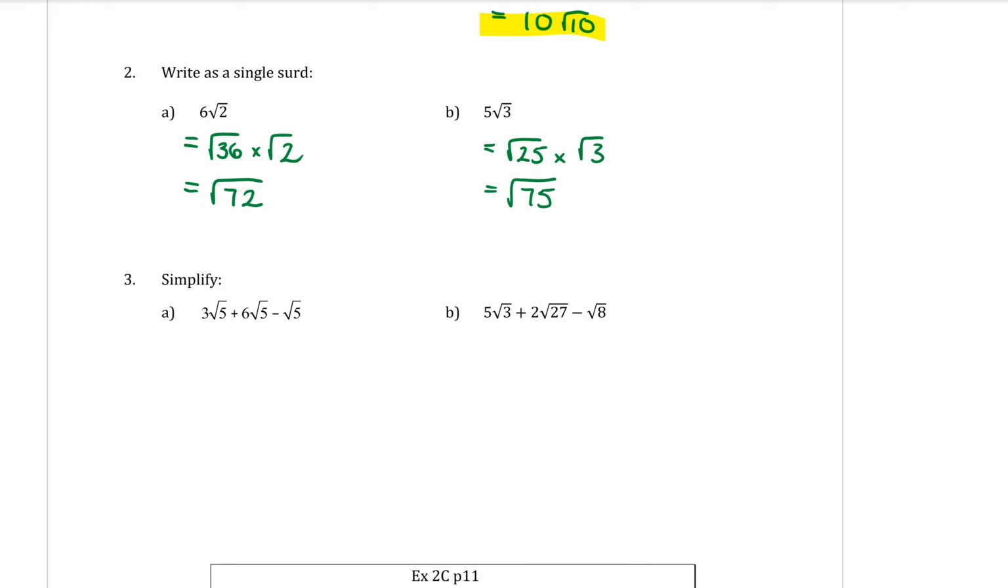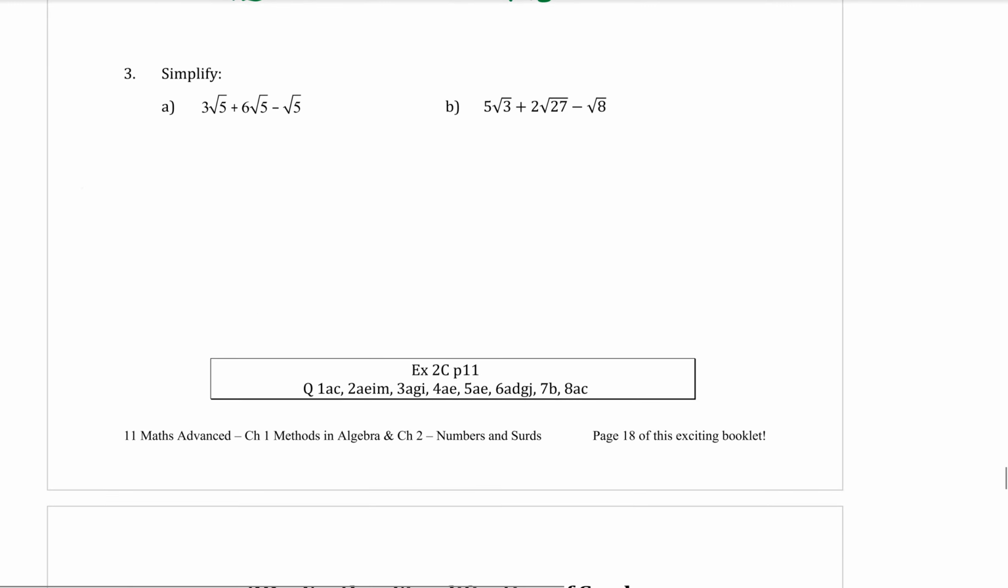All right, one more question typed down here, number 3. We get to the simplifying part. Think of surds to be a lot like algebra. You can add and subtract surds if they are like surds, just like the like terms of algebra. You can add x's with x's, but not x's and y's, right? So it's the same thing here. If they have the same square root, I can add or subtract the coefficients out the front.